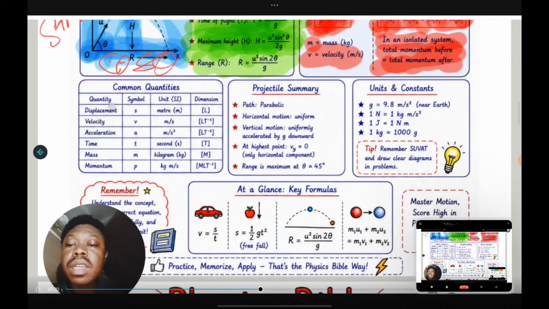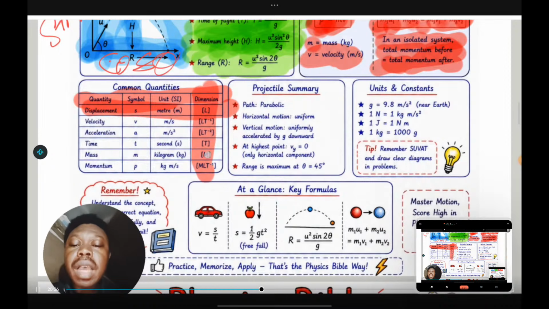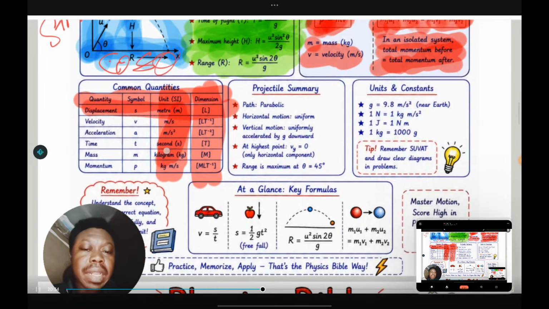Take note of that. Then common quantities, you should know displacement. These are the dimensional formulas. Take note of all these dimensional formulas. Take note of all these SI units, because questions can come from these parts. Is that one clear?